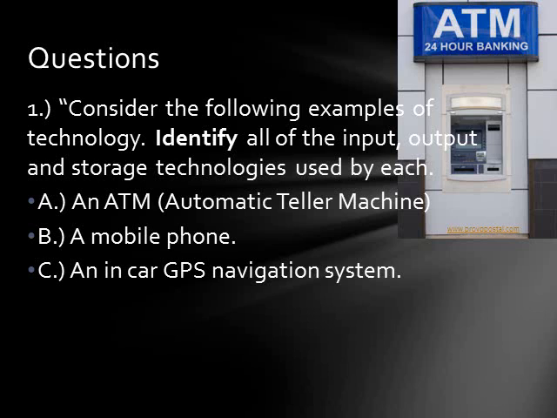Question 1. Consider the following examples of technology. Identify all of the input, output, and storage technologies used by each. An ATM, automatic teller machine, a mobile phone, an in-car GPS navigation system. Pause the video and record your answers now.